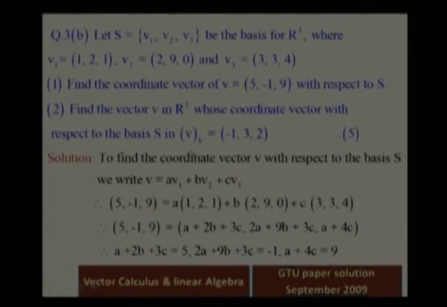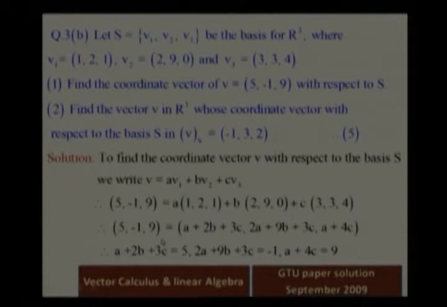This question asks for 5 marks in this question paper. To find the coordinate vector of v with respect to the basis S, we write v = a v1 + b v2 + c v3, and we have to find a, b, c, right? Such scalars are exactly the coordinate vector of the vector v. So (5, -1, 9) = a(1, 2, 1) + b(2, 9, 0) + c(3, 3, 4).